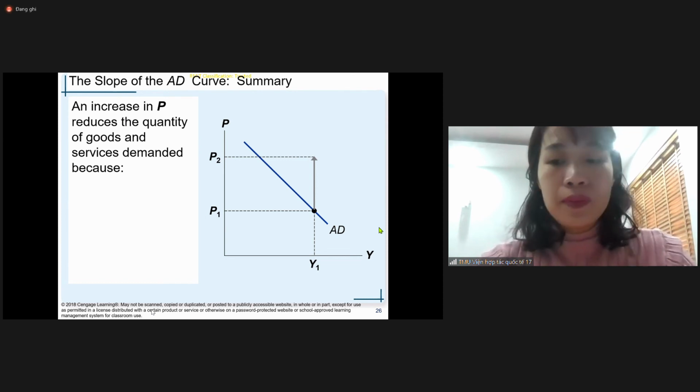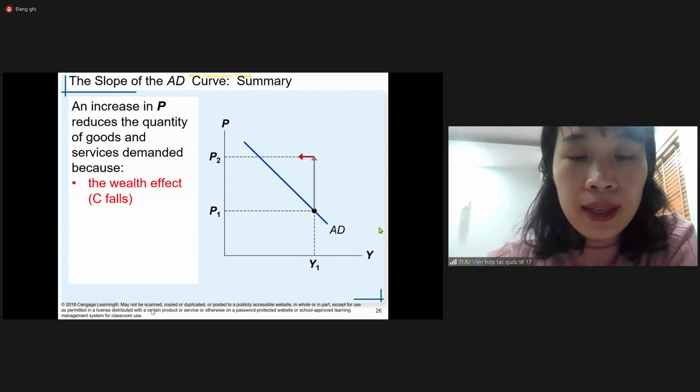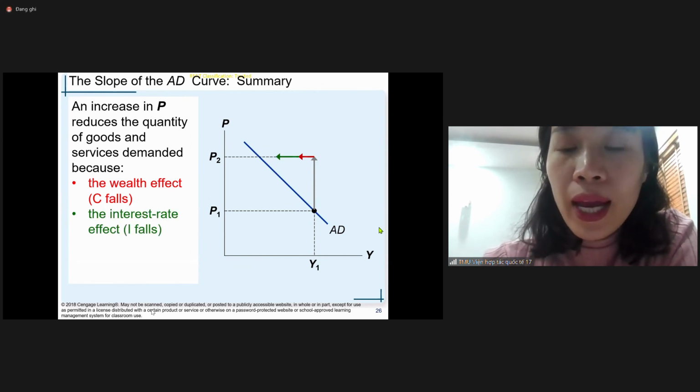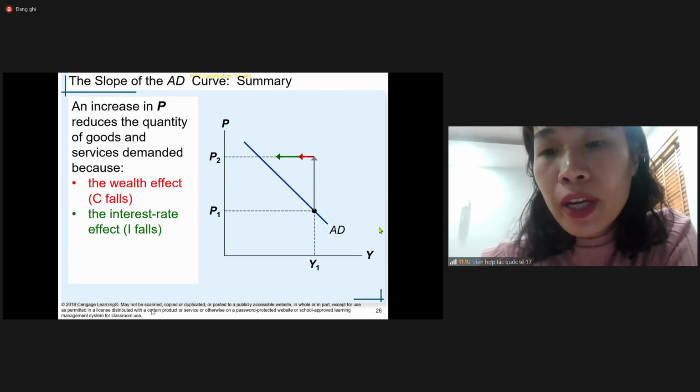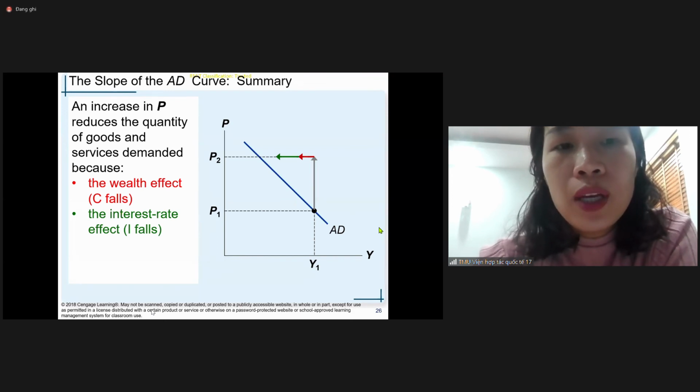Okay, so to conclude, we see that the AD curve, or aggregate demand curve, is a downward sloping curve, referring to a negative relationship between price and AD. An increase in price will lead to a decrease in AD and vice versa, and it's caused by the wealth effect, or impacts on C, or the interest rate effects, or impacts on Y investment.